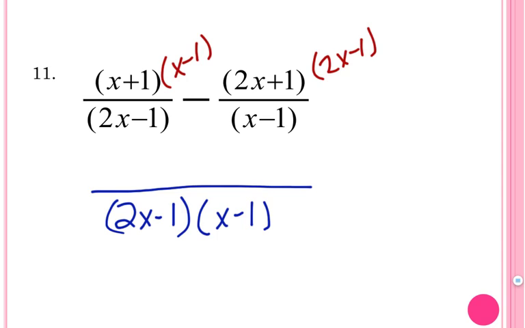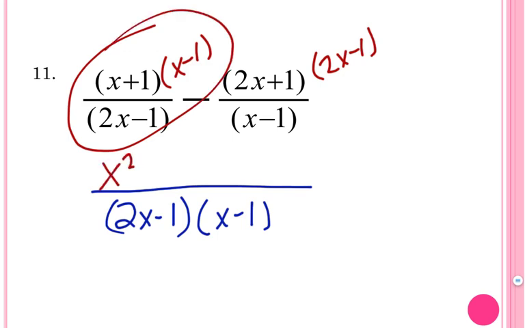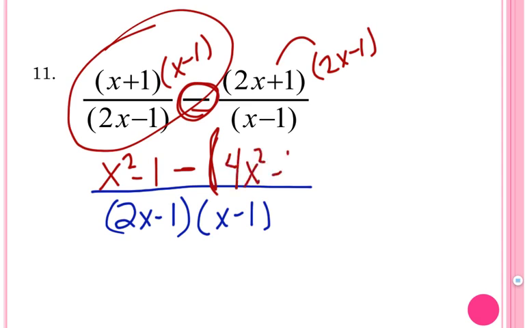Okay, so my common denominator is 2x minus 1 times x minus 1. The fraction on the left needs an x minus 1, so when I multiply that together using the FOIL method, I'm going to get x squared minus 1. Don't forget that we have this minus sign in the middle, so I'm going to need to really pay attention to that. So I'm going to just deal with the factors over here. So I'm going to do 4x squared minus 1, and then I'll worry about distributing my negative.